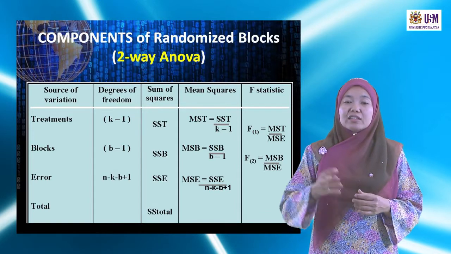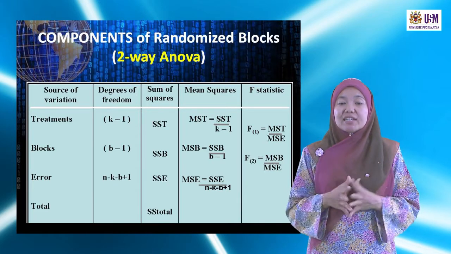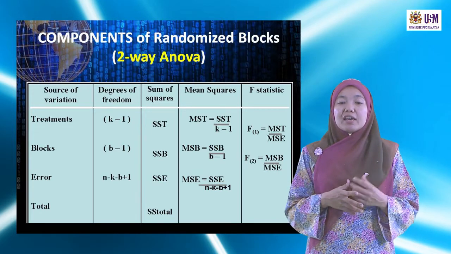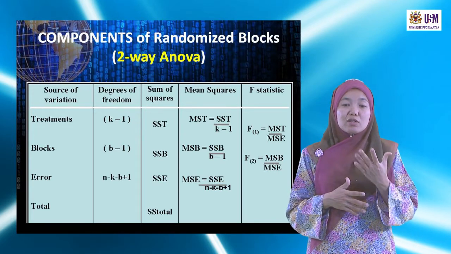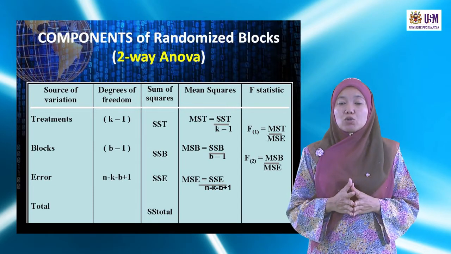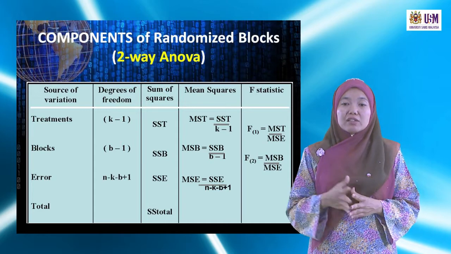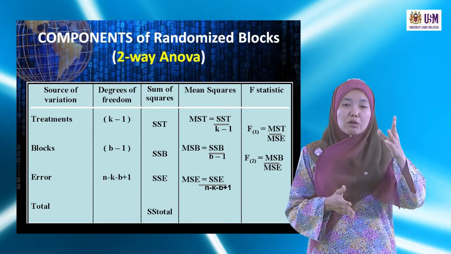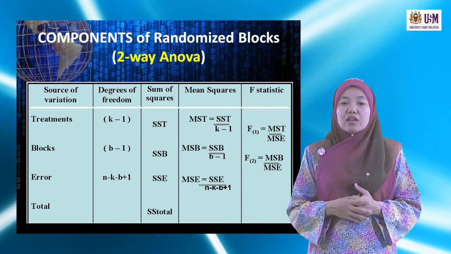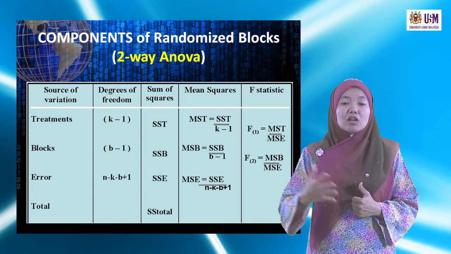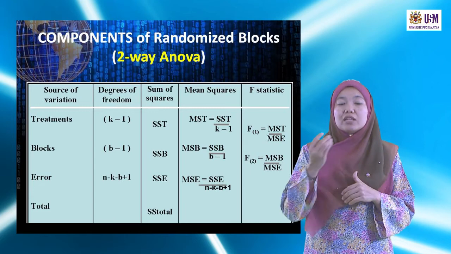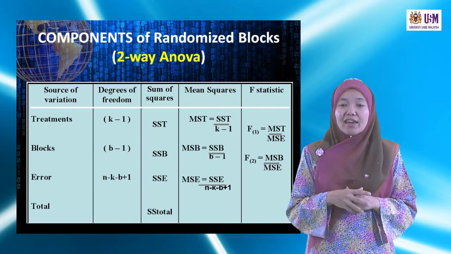Okay, as for the sum of square column, sum of square for treatment is SST, sum of square for blocks, sum of square for error, and then you have sum of square for total. So I use the word total instead of T there. And in the fourth column, the mean square for treatment, you have the MST. How do you get MST? You take whatever you have in the sum of square column for treatments and divide by the degree of freedom. Same thing for mean square for blocks, you take whatever you calculated in sum of square for blocks, divide by the degree of freedom. Similarly, you do that for mean square for error.